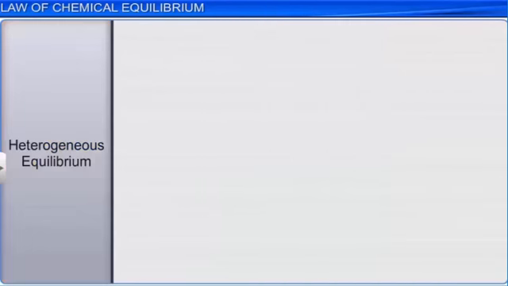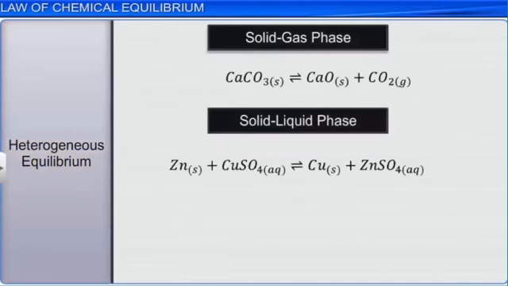The equilibrium in a system which has more than one phase is called heterogeneous equilibrium. Examples of heterogeneous equilibrium include the thermal decomposition of calcium carbonate into calcium oxide and carbon dioxide, and the displacement reaction between zinc and copper sulfate to give copper and zinc sulfate.